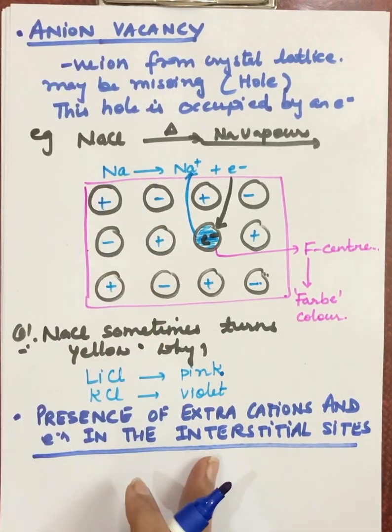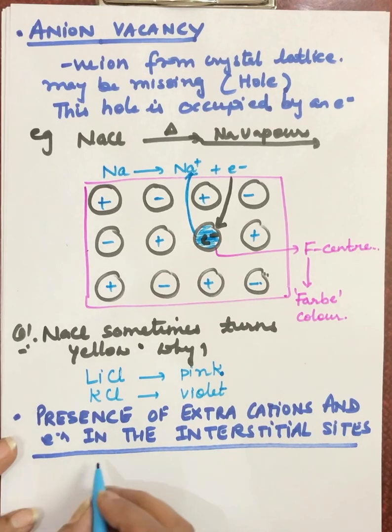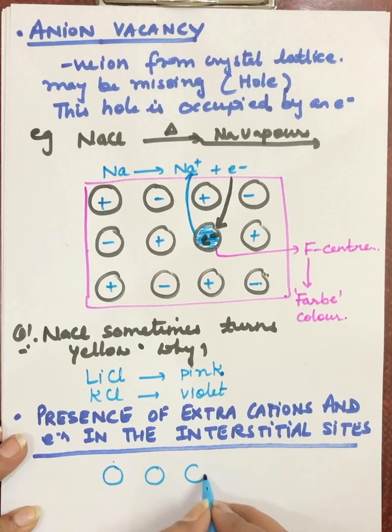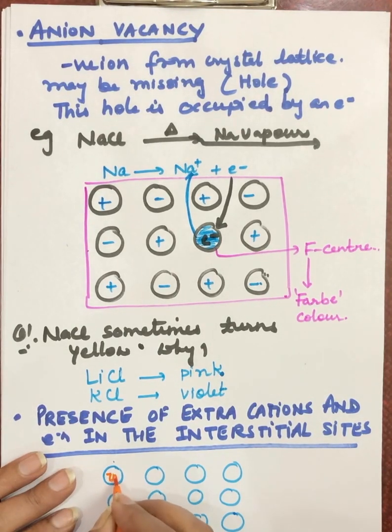Now how will we have extra cations and electrons in the interstitial sites? An example is zinc oxide. I'm taking the zinc oxide crystal here, and this also comes with heating. When a zinc oxide crystal is heated, or comes under the effect of heat, what will happen to this crystal? This is the zinc ion, and this is the oxide ion.